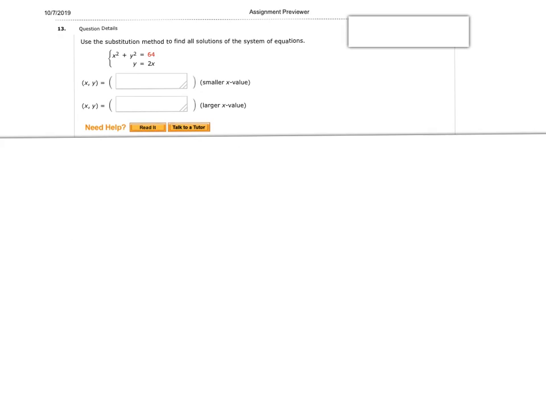All right, next up here, we're going to review some systems. So I'm going to use substitution here. So I'm going to take that and plug it in for y up there. So I get x squared plus parentheses 2y squared equals 64. And so x squared, or sorry, this is 2x squared plus, and then 4x squared equals 64.